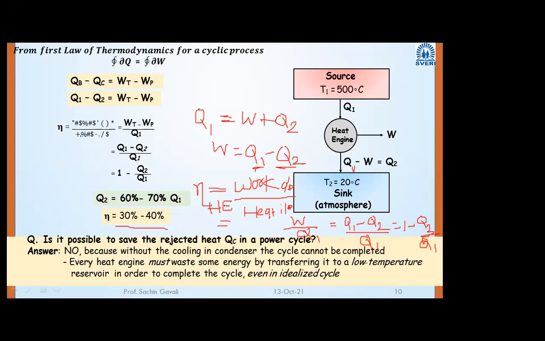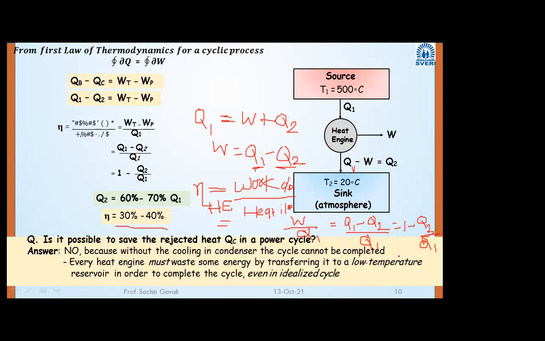How do we define efficiency of heat engine? Anybody? It is the ratio of work obtained from the engine to the heat supplied. And is equal to what? Work obtained is W, and heat supplied is Q1, so W upon Q1. But in terms of heats, heat supplied and heat rejected, Q1 minus Q2 divided by Q1 is equal to 1 minus Q2 upon Q1.